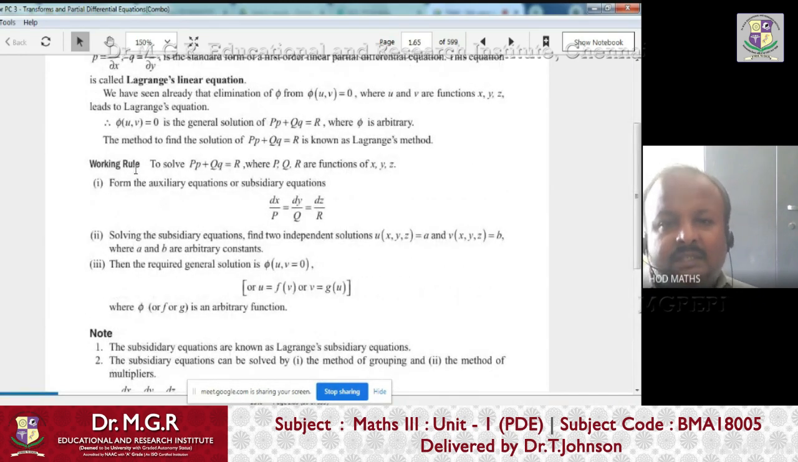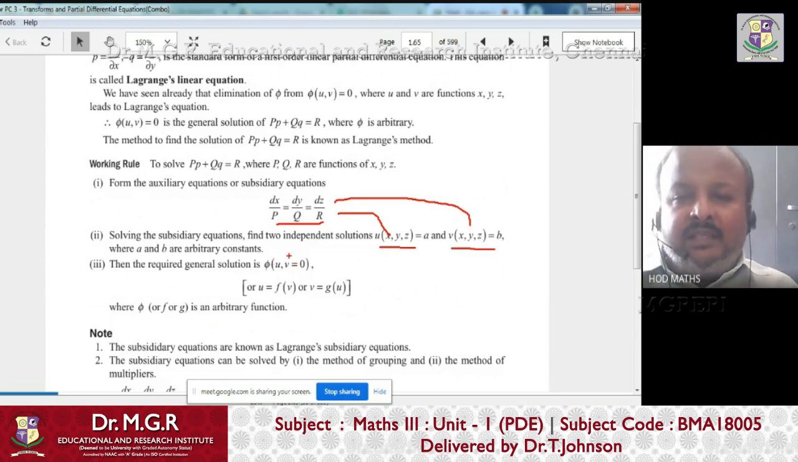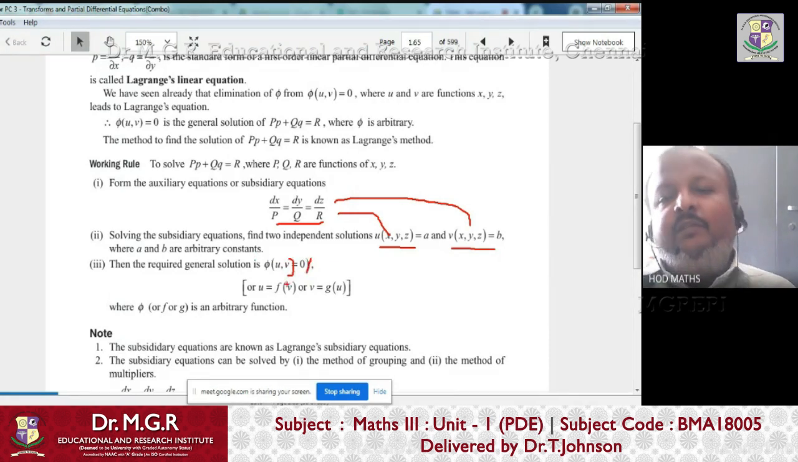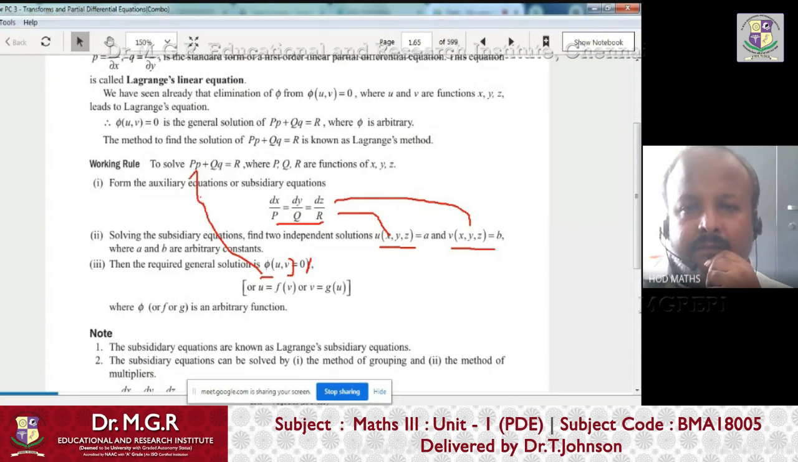So what does the working rule say? You have to solve this, and you have to find u of x comma y comma z equals a, and v of x comma y comma z equals b. That means some relation between x, y, z, and then some other relation between x, y, z. Then automatically if you write phi of u comma v equals 0, it is printed wrongly here, the parenthesis comes here. Phi of u comma v equals 0, then this is the required general solution of the given PDE.